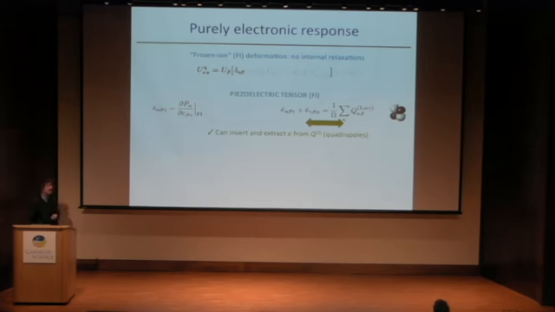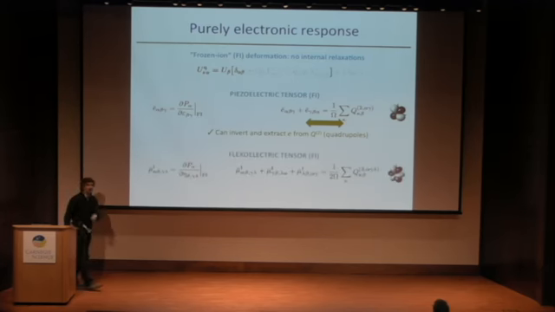So the idea that was initiated by Raffaele was to go for flexoelectricity and look at the octupoles, which is the next lowest order in the multipolar expansion.